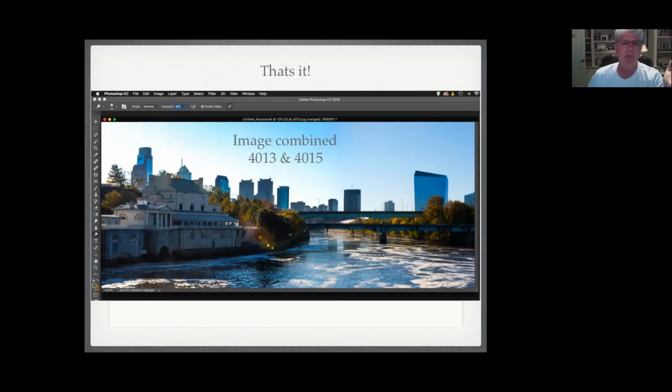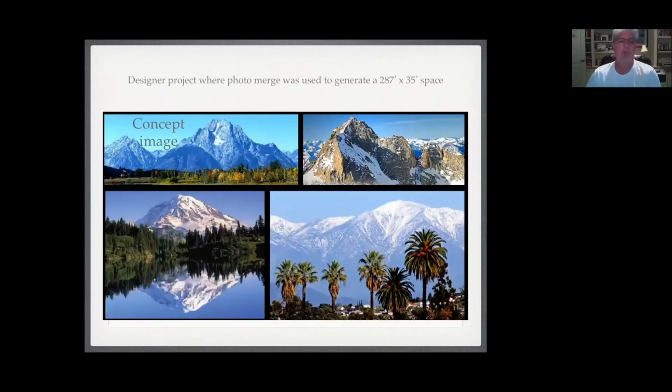So I'm going to move forward here and I'm going to show you a project that I was working on. And the project actually is for the Carnival Cruise Line ships. This was the original concept that was provided, and what they were looking for was a mountain range with trees and snow caps involved with this. This was to go 287 feet long by 35 feet in height there.